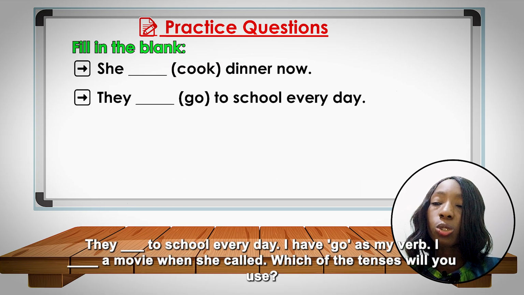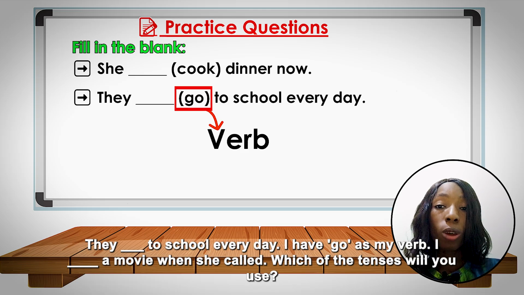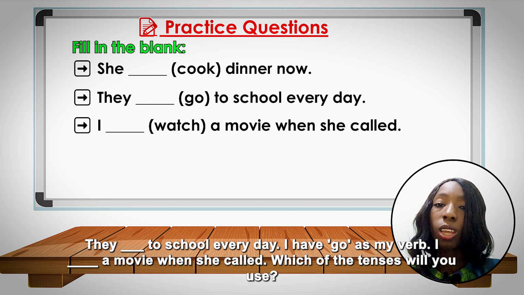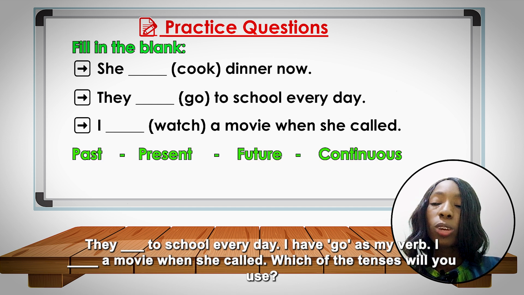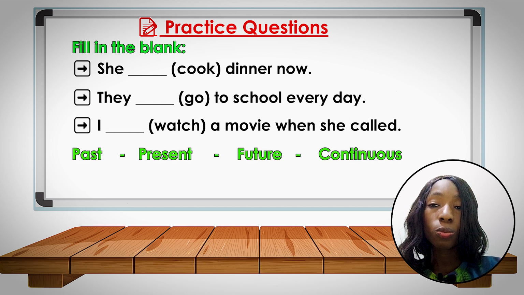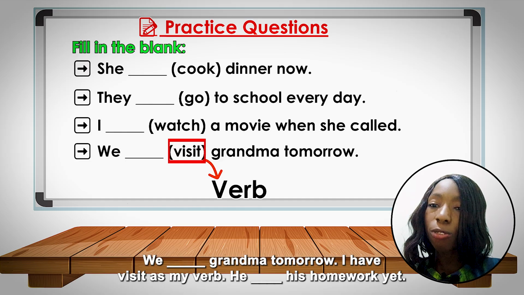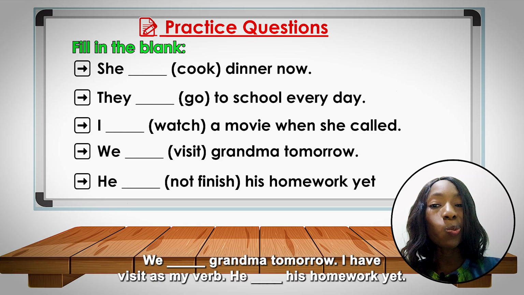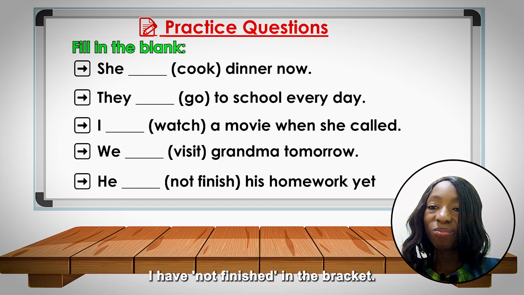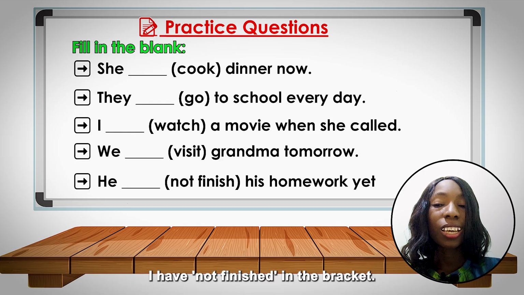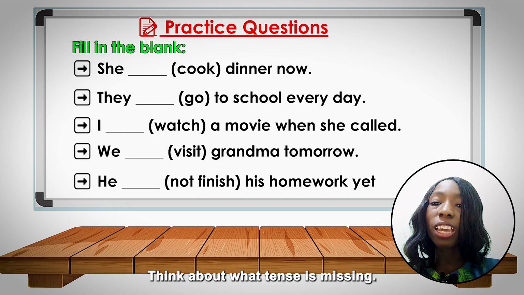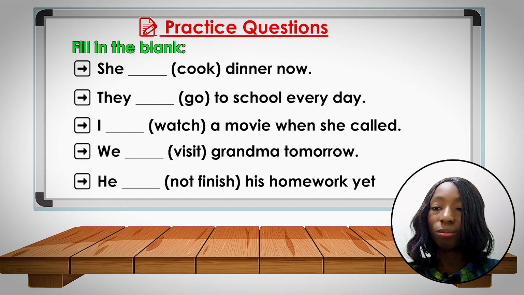They dash to school every day. I have go as my verb. I dash a movie when she called. Which of the tenses will you use? We dash grandma tomorrow. I have visit as my verb. He dash his homework yet. I have not finished in the brackets. Think about what thing is missing.